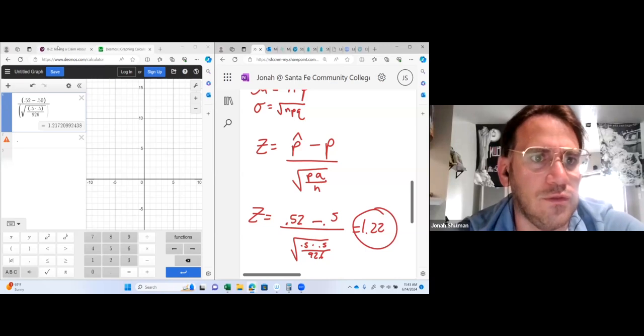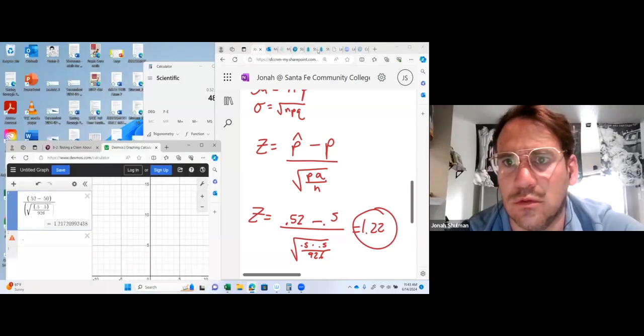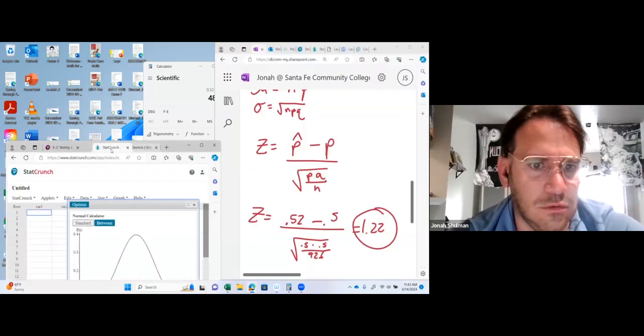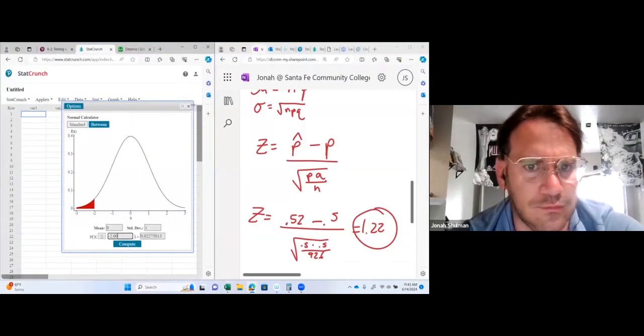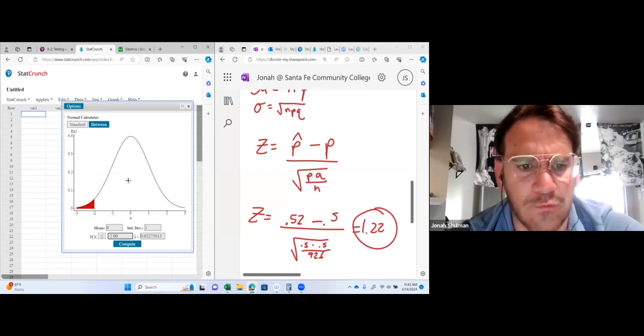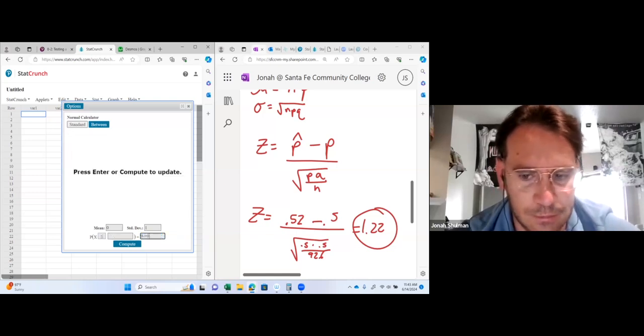Now, we can do this on StatCrunch as well. So how can we do the whole thing? Well, first, how do we get the z-score? Well, we want this to be 95% sure, right?